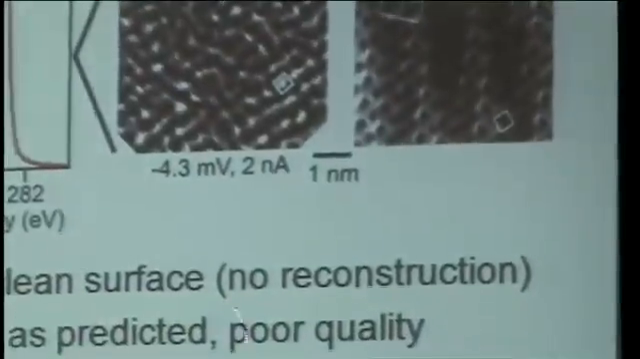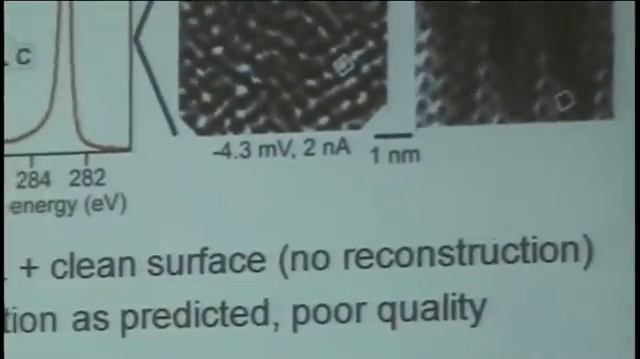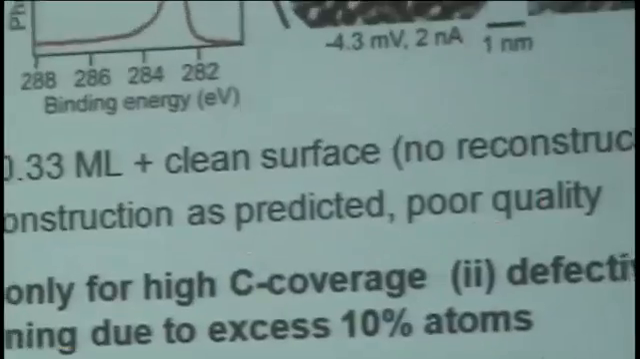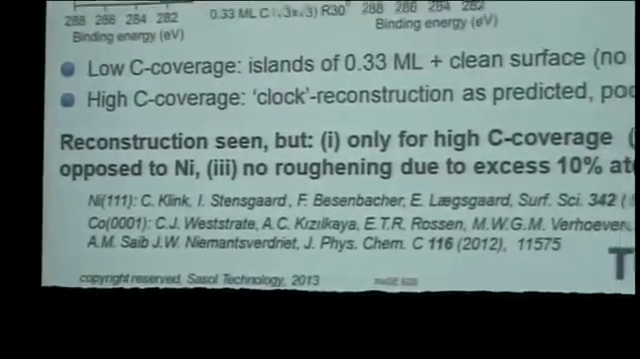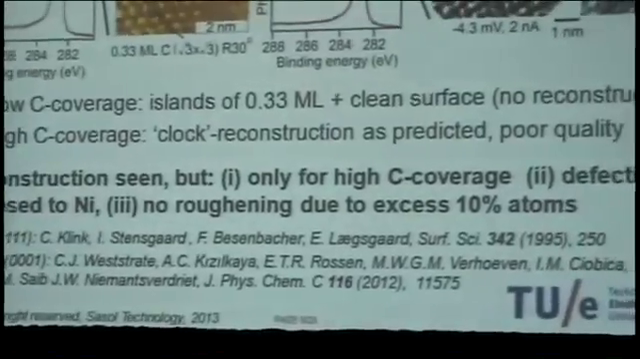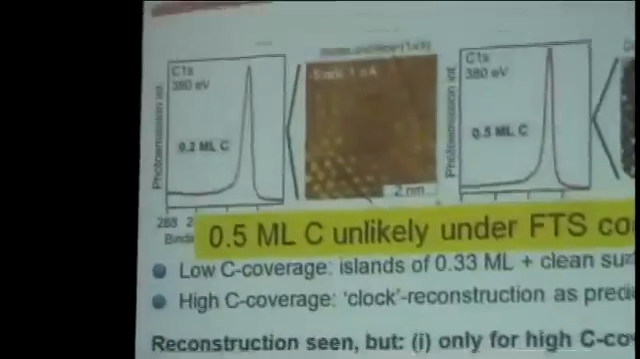And on top of that, we only see it on the cobalt for a high carbon coverage, so it's defective. And we also didn't find this roughening, which you might expect because of the lattice expansion. So based on that, we say, okay, half a more layer of carbon is probably very unlikely under Fischer-Tropsch conditions. So this process is probably not really relevant on the terraces of a metal particle under realistic conditions.